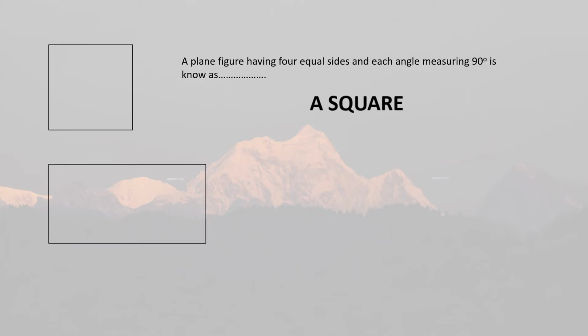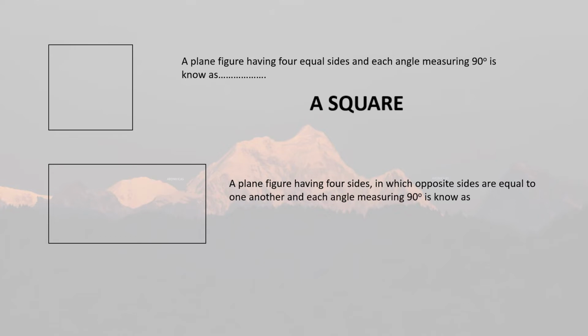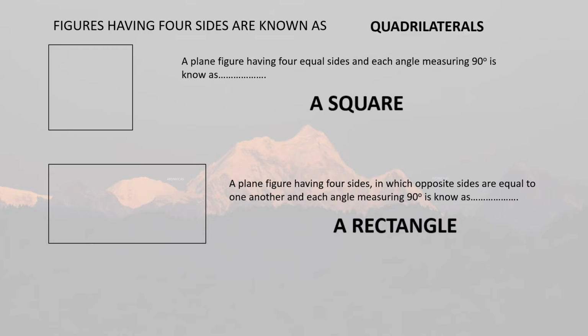Again, we have four sides and opposite sides are equal. Each angle is 90 degrees. We call such a figure a rectangle. So they have their individual names. They also have four sides. There are other figures also having four sides. So generally figures having four sides are known as quadrilaterals. Quad means four, laterals means side. So they have four sides, so we call them quadrilaterals.